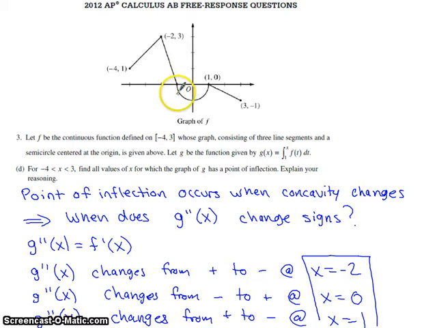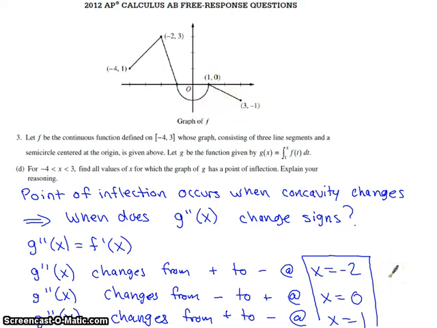The slope of our tangent line changes from negative to positive as we cross this x value, and that would be the x value of 0. So we have another inflection point at 0. And then the last inflection point is at 1, because our tangent line slopes go from positive on this little interval right here to negative on the last line segment that we have graphed.